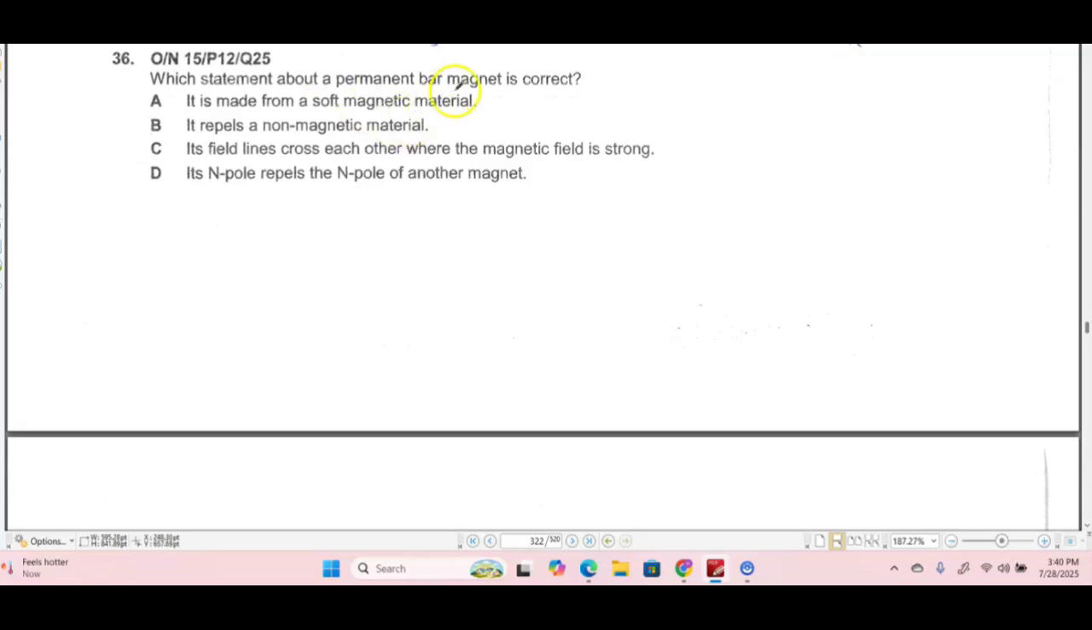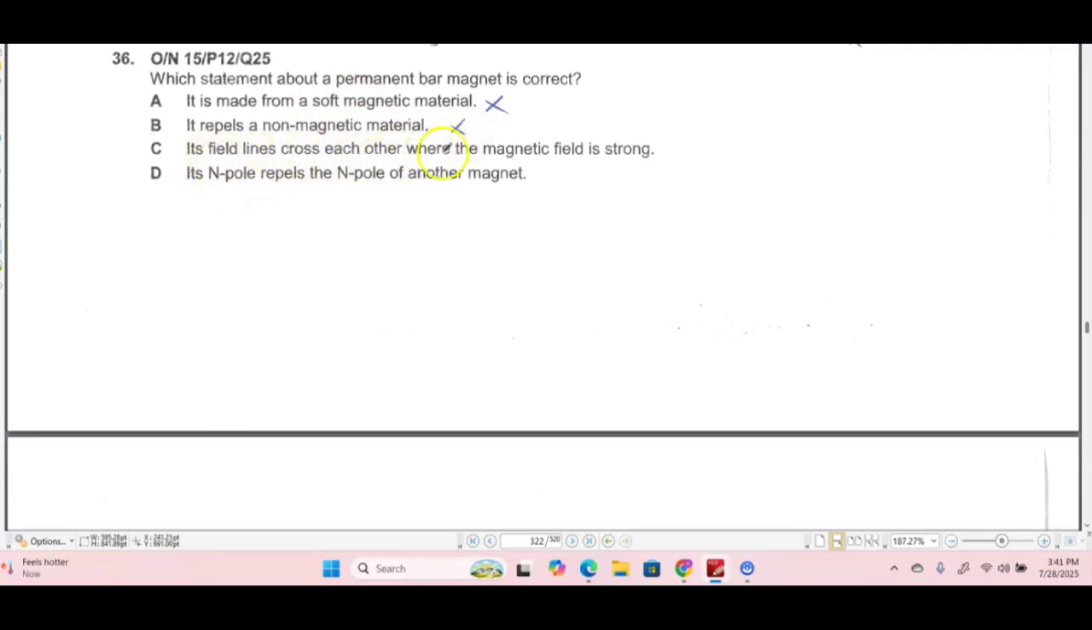Which statement about a permanent bar magnet is correct? It is made from soft magnetic material. No, it is made up of hard magnetic material, which is steel. It repels a non-magnetic material. Obviously, non-magnetic material repel तो नहीं करेगा पर attract भी नहीं करेगा. So, attraction repulsion की बात नहीं आएगी.